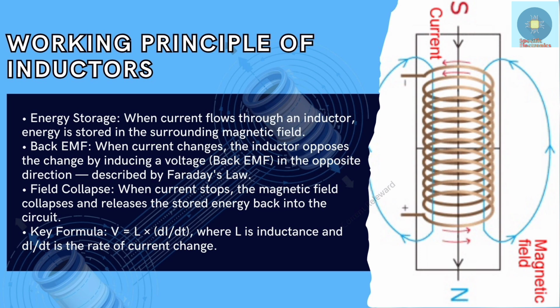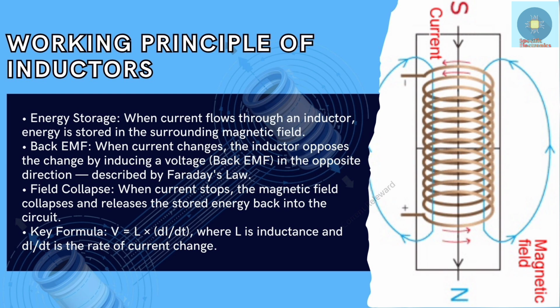Now let's understand the working principle of an inductor. When electric current flows through the coil, a magnetic field is created around it. This magnetic field stores energy, just like a battery stores energy in a different form. If the current tries to increase or decrease suddenly, the inductor resists that change. It does this by generating a voltage in the opposite direction, known as back EMF. This behavior is explained by Faraday's law of electromagnetic induction.